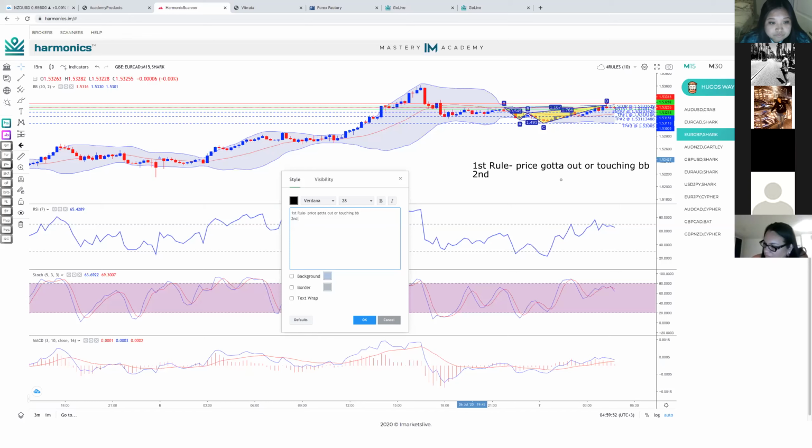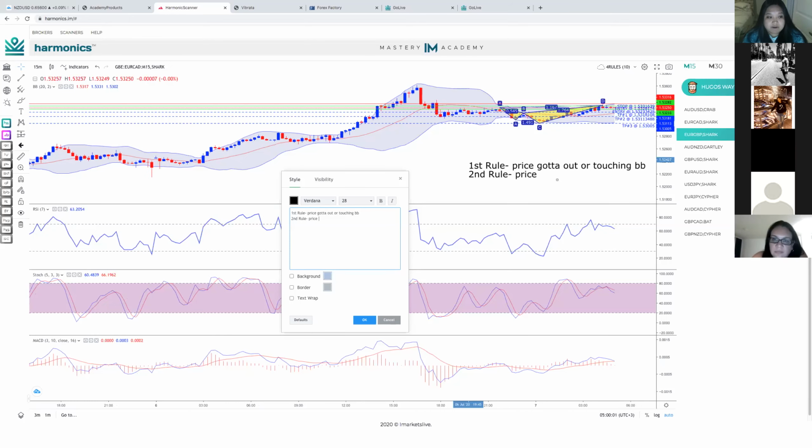Second rule: we try to see the price or line on the RSI. It has to be out of the zone at the 70 level, for the sell, or out of the zone at the 30 level. Yeah, the RSI 30 level. That will be for the buy.